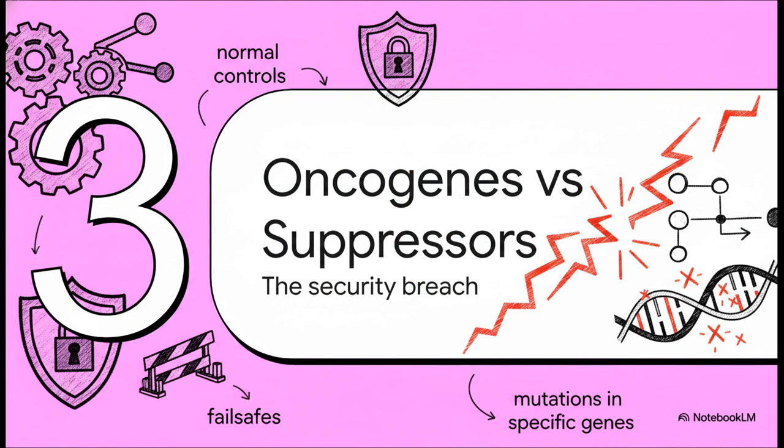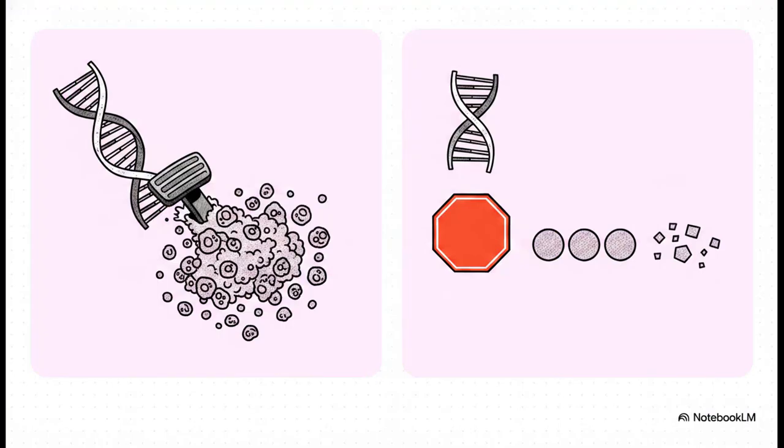Section 3. Oncogenes versus tumor suppressors. Okay, so we've seen the normal controls and the failsafes. Now, let's look at the actual security breach. Because fundamentally, cancer is a genetic disorder. It's caused by mutations in the very genes that govern those exact pathways.